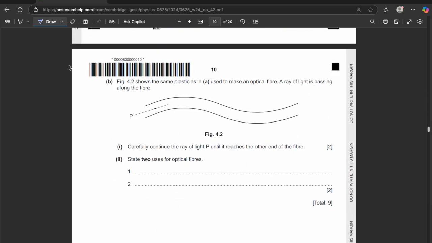B. Figure 4.2 shows the same plastic as in A used to make optical fiber. A ray of light is passing along the fiber. Carefully continue the ray of light until it reaches the other end of the fiber. So this is like total internal reflection, right? It uses this concept. So I have to make sure this maybe touches here. It should be a straight line, though I can't draw straight lines here.